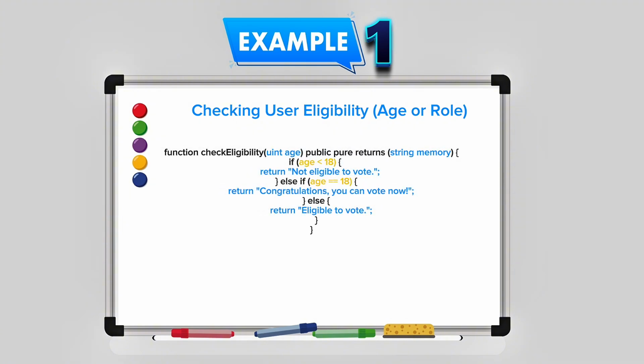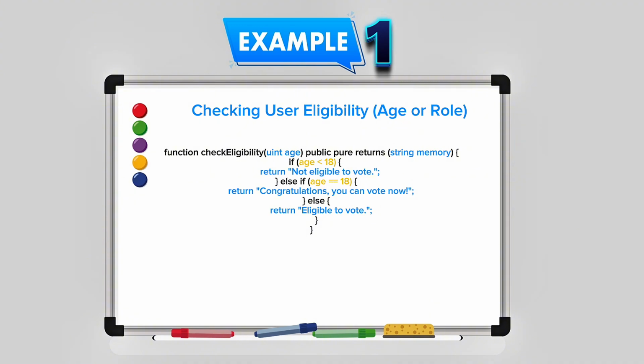This code does the following. If the age is less than 18, it returns a not eligible message. Else if age equals 18, it returns a special message. Otherwise, else, the user is older than 18 and is eligible. In plain English, this says, if age is under 18, do X. Else if age exactly 18, do Y, else do Z. The first true branch stops the chain.